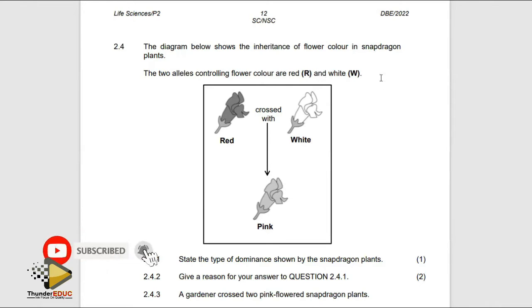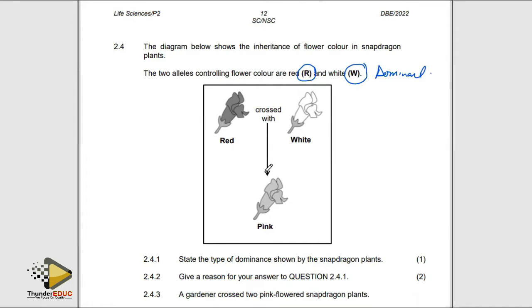It means that because the two alleles are capital letters, both of them are dominant. If both of them are dominant, here it's showing us that you have a dominant red crossing with white, and it gives you pink. When you have red and you have white, we produce pink.